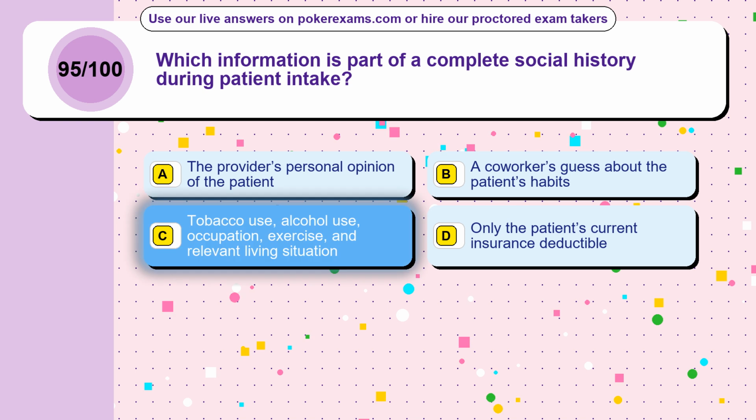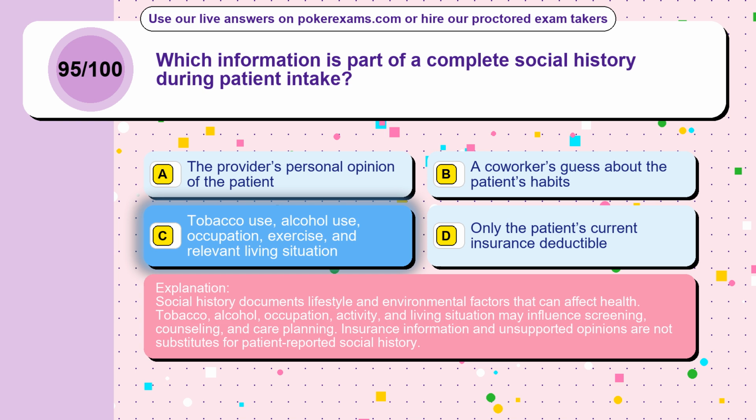The correct answer is option C. Tobacco use, alcohol use, occupation, exercise, and relevant living situation. Social history documents lifestyle and environmental factors that can affect health. Tobacco, alcohol, occupation, activity, and living situation may influence screening, counseling, and care planning. Insurance information and unsupported opinions are not substitutes for patient-reported social history.